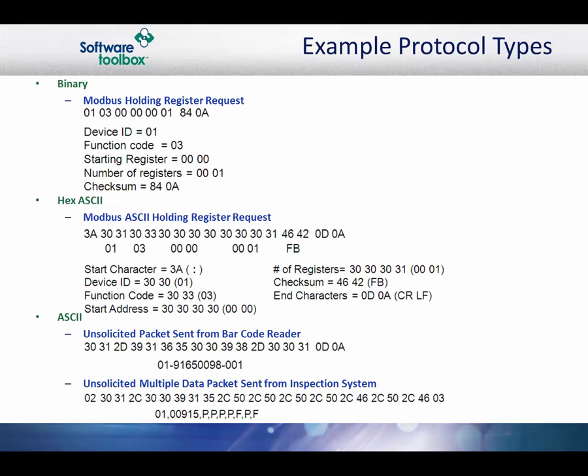Here are some examples of the protocol types we could use in the UConn driver. These include binary and ASCII. Each example includes a breakdown of the components of the message.